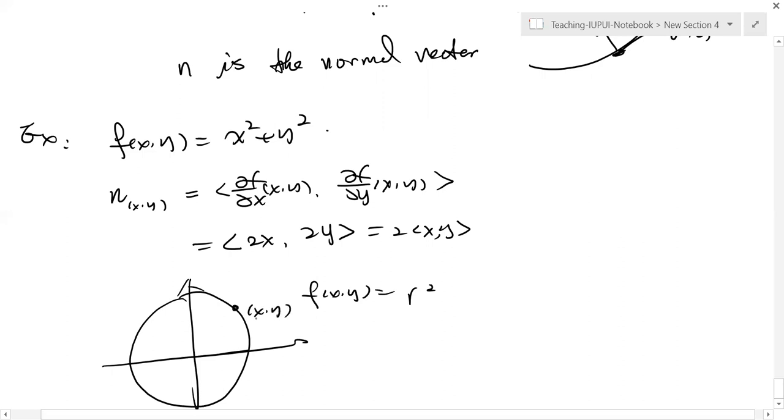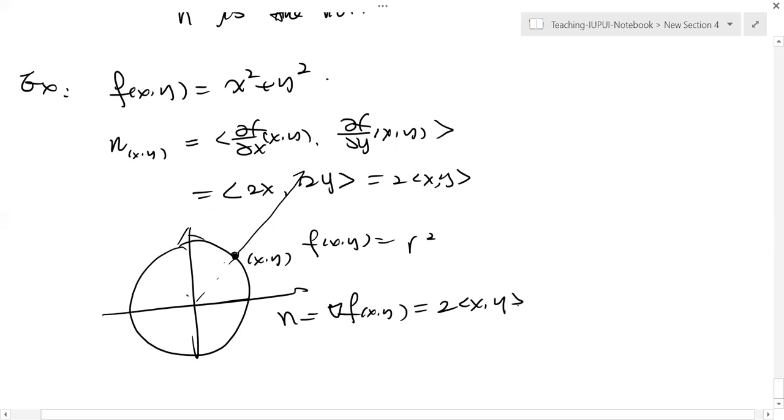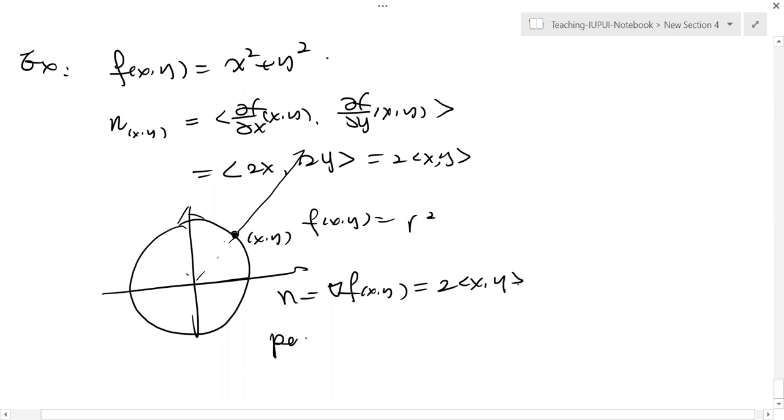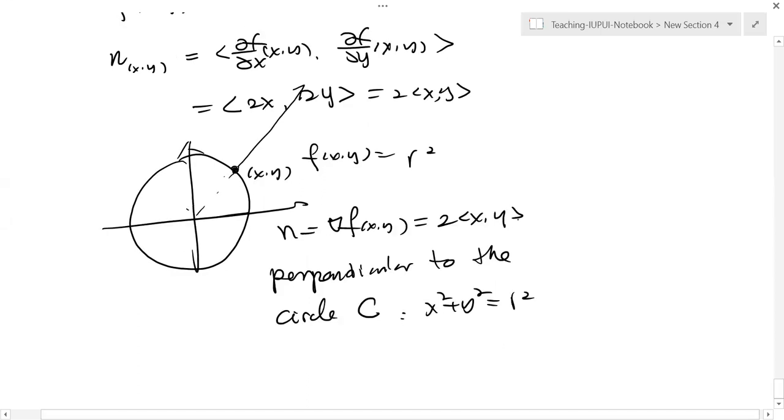So at an arbitrary point on this level curve, the gradient of f is going to be double the length, double the vector from the origin to that point. So this is the gradient. The gradient of f at the point x is going to be twice that vector, and it's getting bigger and bigger. But anyway, it's perpendicular to the circle C determined by this equation. Okay, those are the problems.